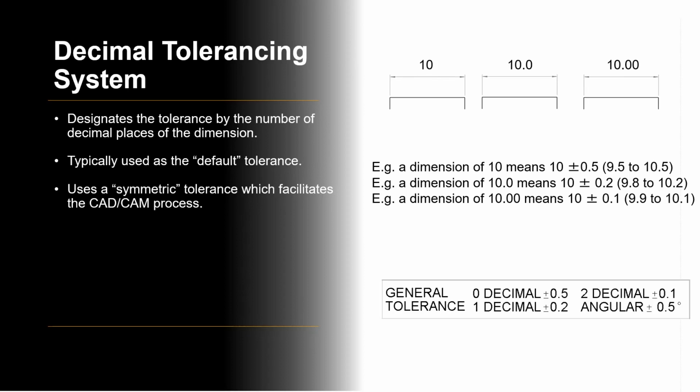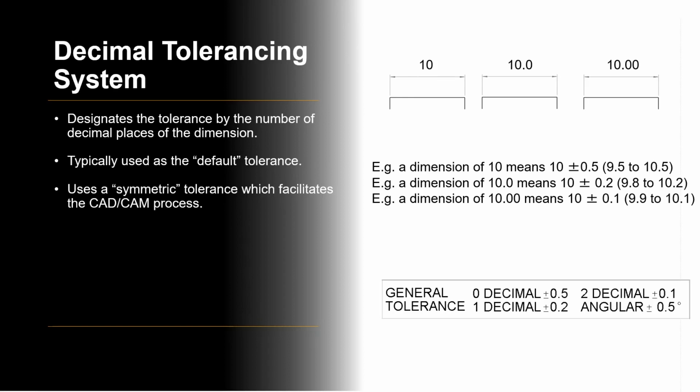So on the top right hand side we've got 3 dimensions. One dimension says 10, one says 10.0, the other one says 10.00. Now if there is no tolerance associated with that, those dimensions are exactly the same. They're all 10, right, regardless of how many zeros. But with the general tolerancing system, if we have 0 decimal places, we apply a tolerance of plus or minus 0.5. If we have 1 decimal place, we have a tolerance of plus or minus 0.2. And if we have 2 decimal places, we have a tolerance of plus or minus 0.1.